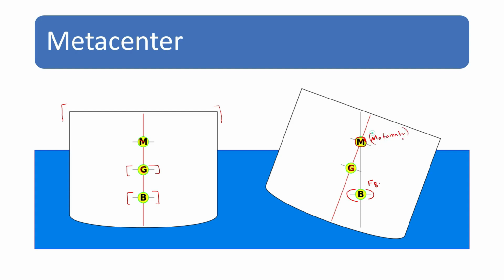So metacenter is defined as the point at which the vertical line drawn through the new center of buoyancy will meet the vertical line passing through the center of gravity and the old center of buoyancy. And here the metacentric height is GM.